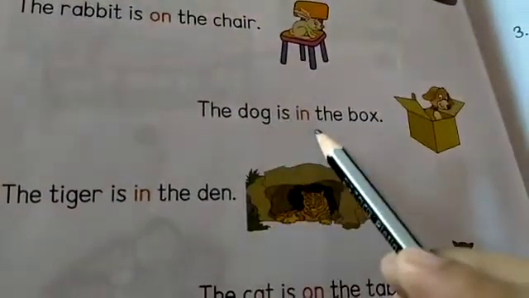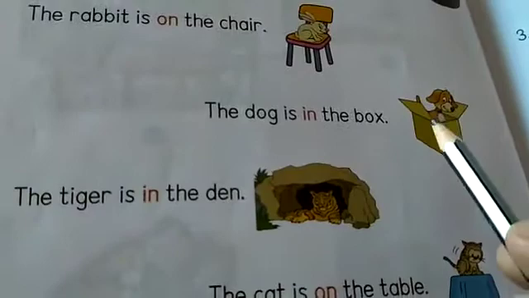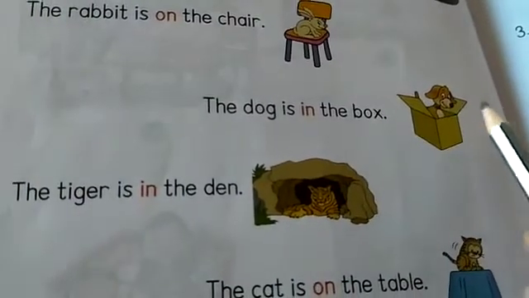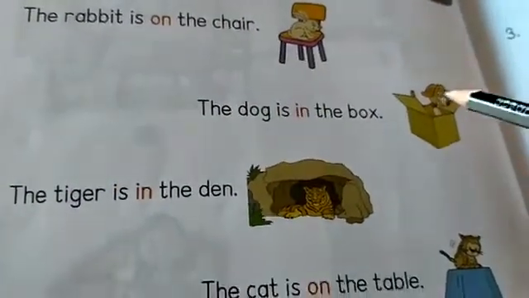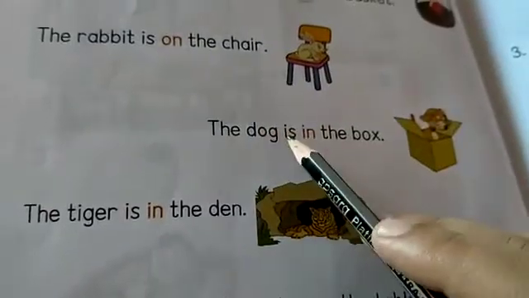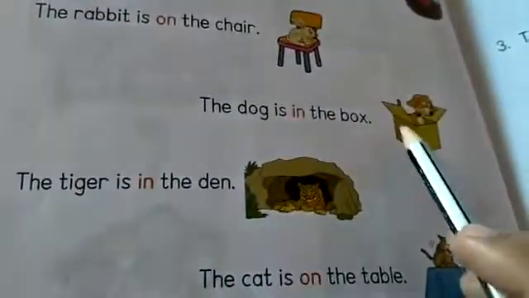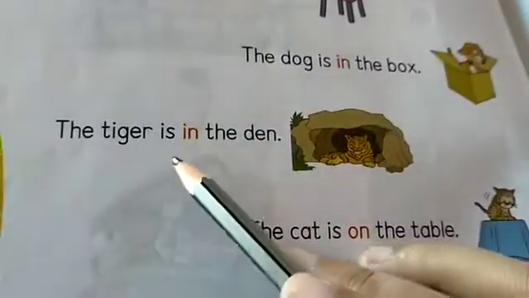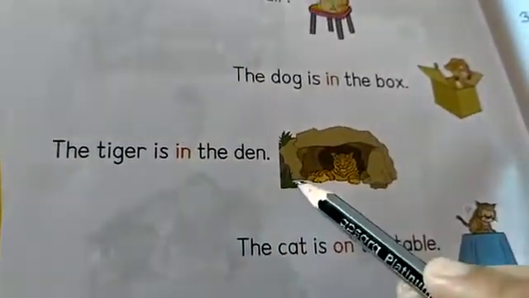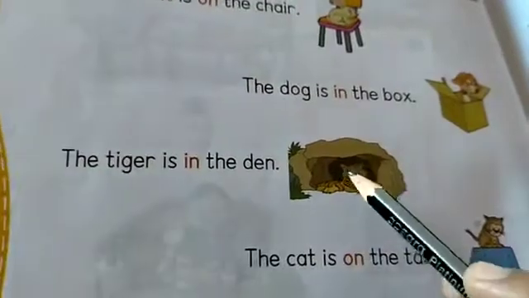The dog is in the box. This is a box and the dog is inside the box. So the dog is in the box. Where is the dog? In the box. The tiger is in the den.